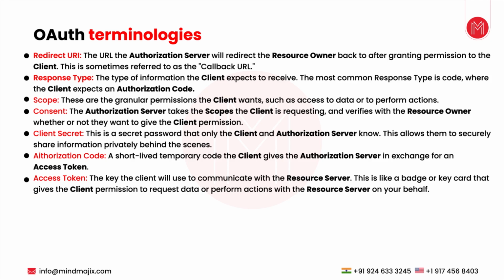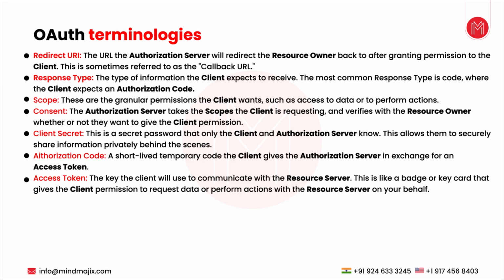Then there is a response type, the type of information the client expects to receive. The most common response type is code, where the client expects an authorization code. It could also be your identity token or your access token, something you are expecting back in response. Basically we mostly use authorization code flows when we talk about OIDC, so that's where we get a code in return, and that's your response type.